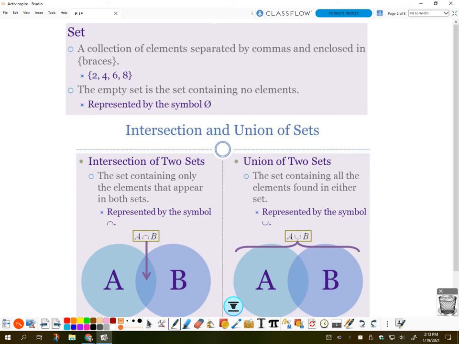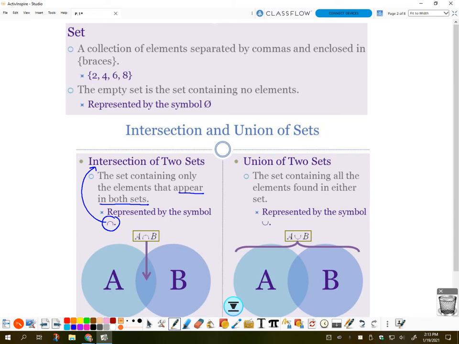Alright, so some terms that may be new to you as far as math is concerned are an intersection and a union. For an intersection, it's just like an intersection on the highway, it's where they cross. So if I have two sets of numbers, an intersection, which has this symbol right here, means where they overlap. Which ones do they have in common? Okay, so it's elements that appear in both sets.